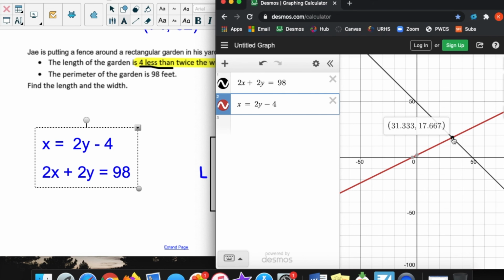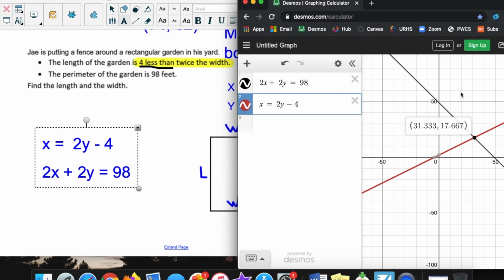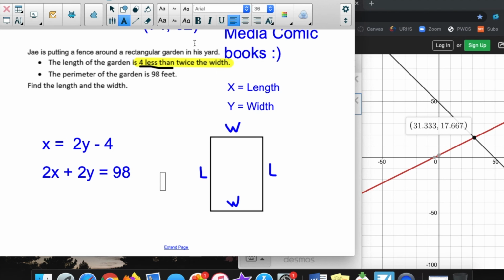Okay, and you see I got some nasty decimals here. So when that happens, it doesn't mean it's wrong right away. Just check your equations, make sure you type them in right. And I did. So that means that I just have some decimal answers. So just typing in this answer, I would get 31.33, comma 17.67, just rounding that up.